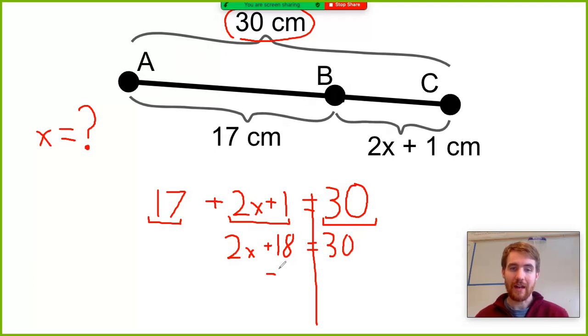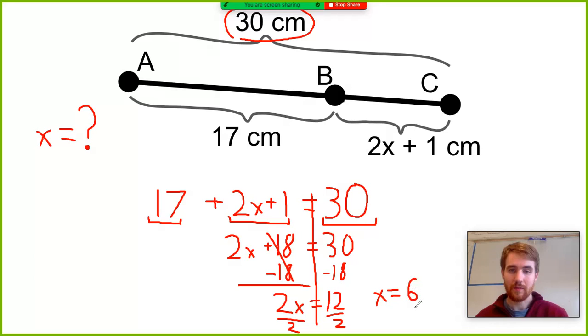Then we can subtract 18 from both sides. That's going to cancel this out, and we're left with 2x equals 30 minus 18 is 12. Now you would finally divide both sides by 2 to get x by itself, and you'd find that x equals 6.